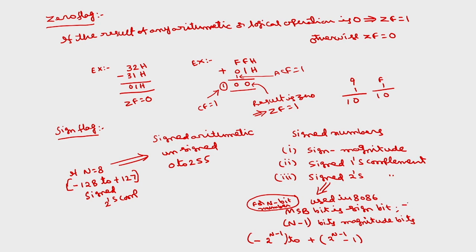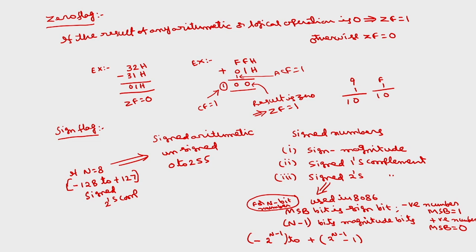So, for negative numbers, MSB is 1. For positive numbers, MSB is 0. So, this is the range of 8 bit numbers in signed 2's complement representation.